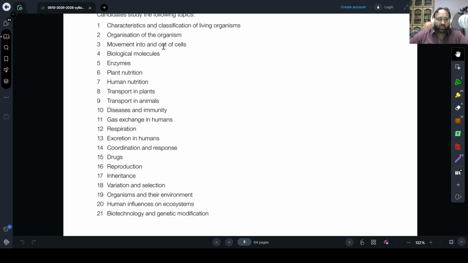Then you've got movement into and out of cells, biological molecules, enzymes, plant nutrition, human nutrition, transport in plants, transport in animals, disease and immunity, gas exchange in humans, respiration, excretion in humans, coordination and response, which will cover both humans and plants. Then you've got drugs, reproduction, inheritance, variance, and selection, organisms and the environment, human influences on the ecosystem, and finally, biotechnology and genetic modification.